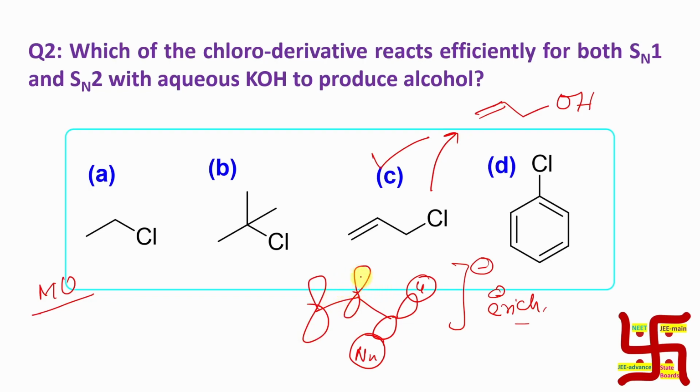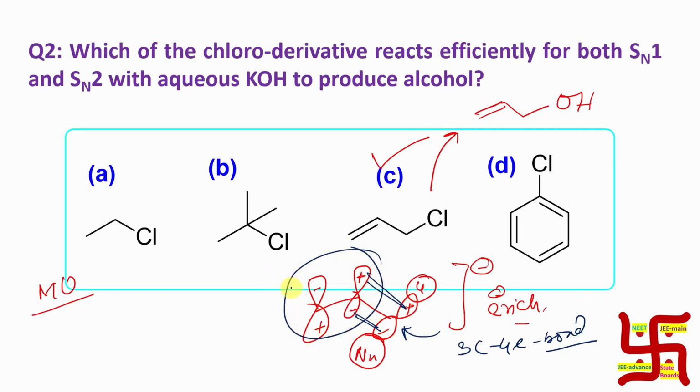Now if you look at the pi star, the symmetry is plus, minus, minus, plus. Here also you can say plus, minus. Actually symmetry is an arbitrary choice to explain the phenomenon. Now this can participate in conjugation with this pi star. The extra electron density in this p orbital is a 3 center 4 electron bond. So the extra electron density in this p orbital in the transition state is delocalized to some extent into the pi star of the carbon-carbon double bond.